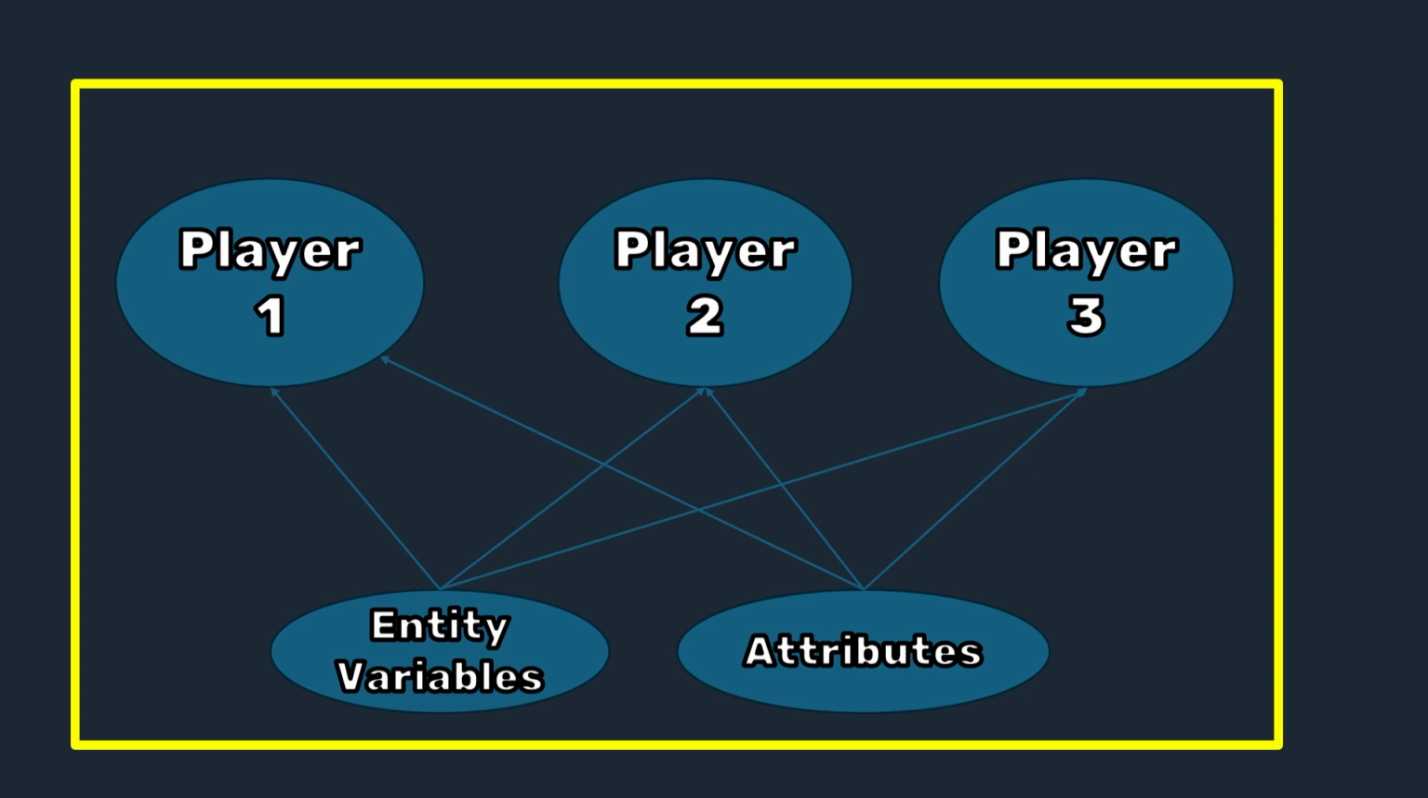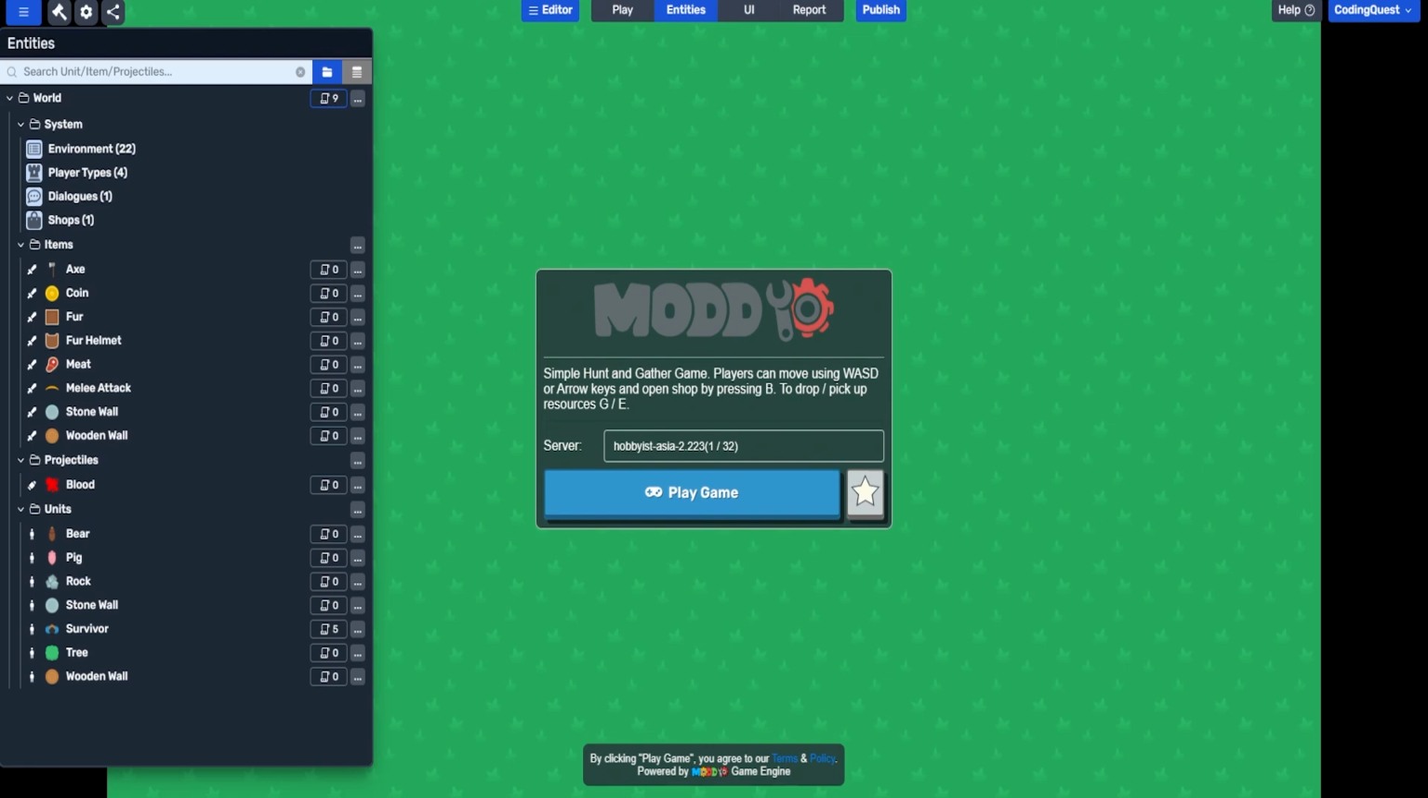So if player 1 exists, it will get its own entity variable or its own attribute. If player 2 exists, it will get a copy of entity variables or attributes, and so on. Every player that joins your game will get a copy of these two things. Now let's look at an example inside of Moddio.